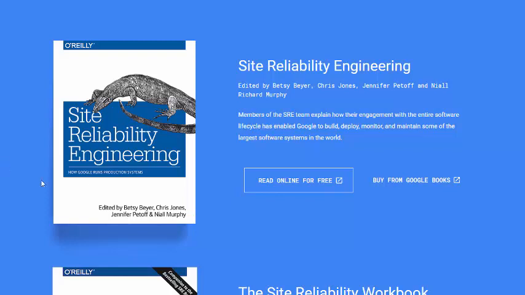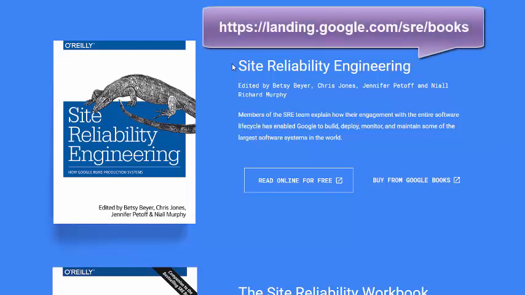We are going to go through the Site Reliability Engineering book together. It's written by Google.